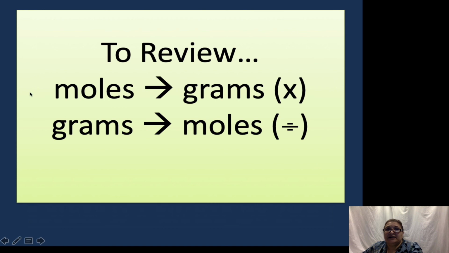Okay, this is to review. To go from moles to grams, you multiply by molar mass. Grams to moles, you divide by the molar mass. Now, if I'm going from atoms, then I divide by Avogadro's to get to moles, multiply by the molar mass to get to grams. Now, if I want to get to atoms, I divide by the molar mass to get to moles, multiply by Avogadro's to get to atoms.